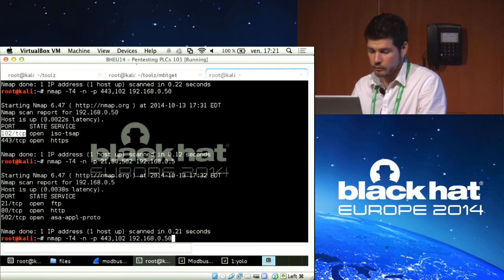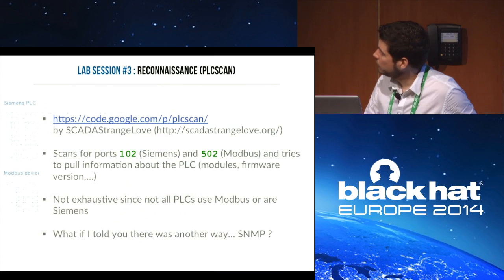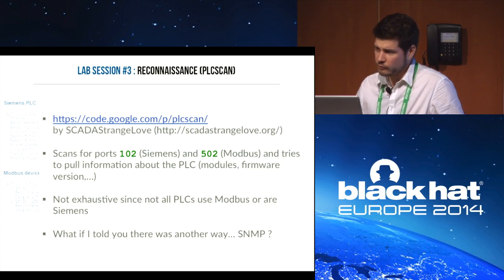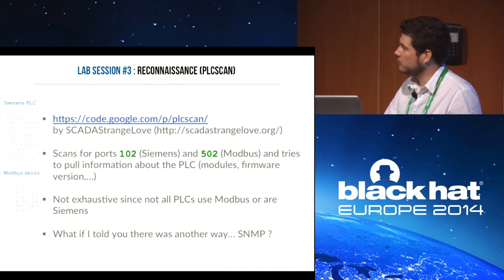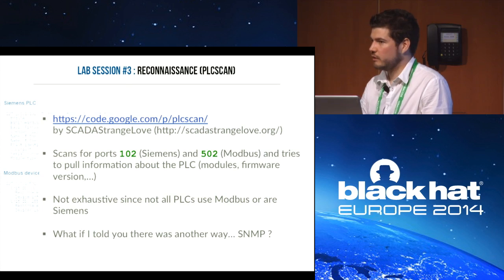And now we're going to use a different tool that is specifically designed for ICS. It was made by the Scada Strangelove team. It's called PLC Scan. It's not like Nmap, so it's not going to find all the open ports. It's just going to focus on the Modbus port and the port used by Siemens. So it's only port scanning two ports. But since these are legitimate requests, there's really a low chance that you will crash anything by doing that.